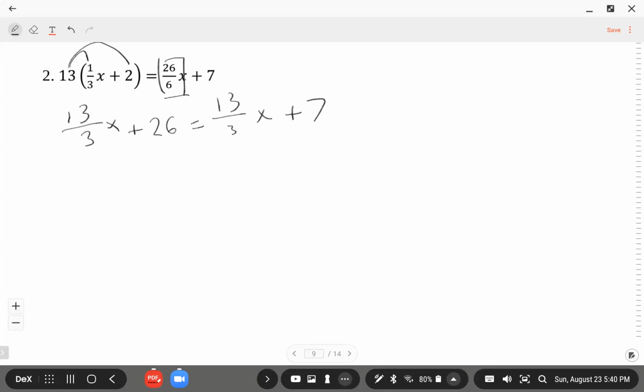And then you realize something very miraculous, right? What do we get? 13 over 3x on both sides. And then you can just cancel out. And what are you left with? 2 terms. And they're both numerals. And then you get 26 equals 7.